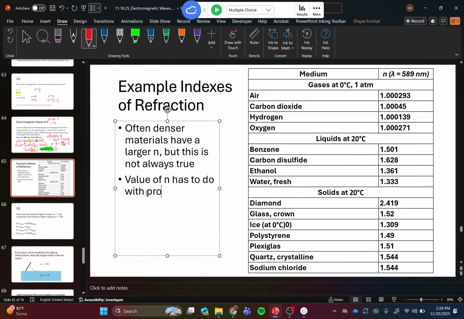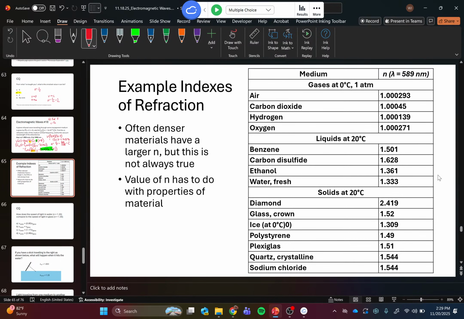The value of n has to do with the properties of the material. It's really complicated. It's very often that the more dense your material is, the higher the n value is. But it is not always true. For example, I don't know. I'm just going to take some guesses here. Actually, I have no idea which of these are more dense or less dense. I'm just going to tell you that it's not a guarantee. This is actually a really complicated mechanism here.